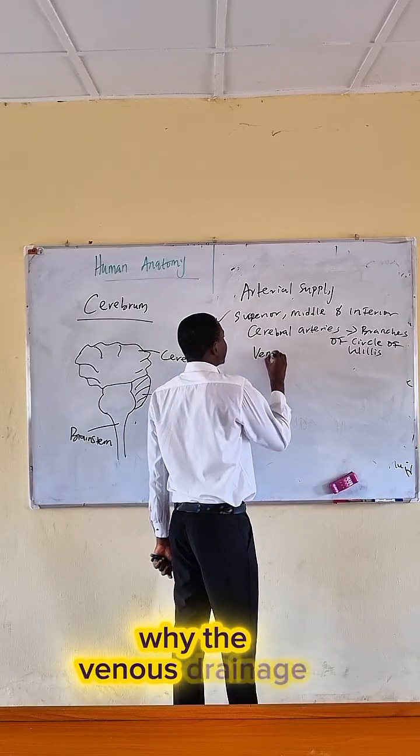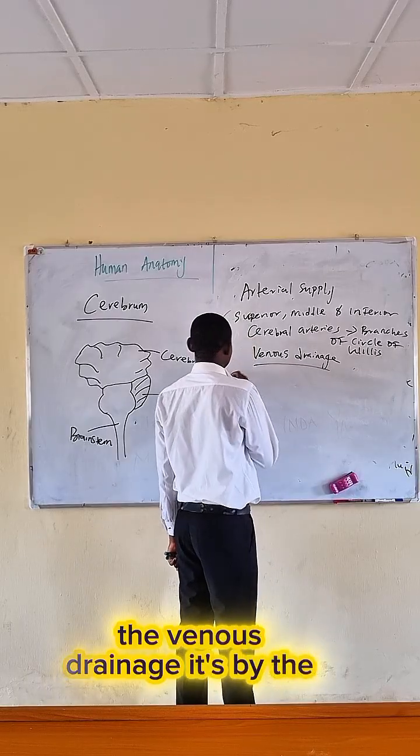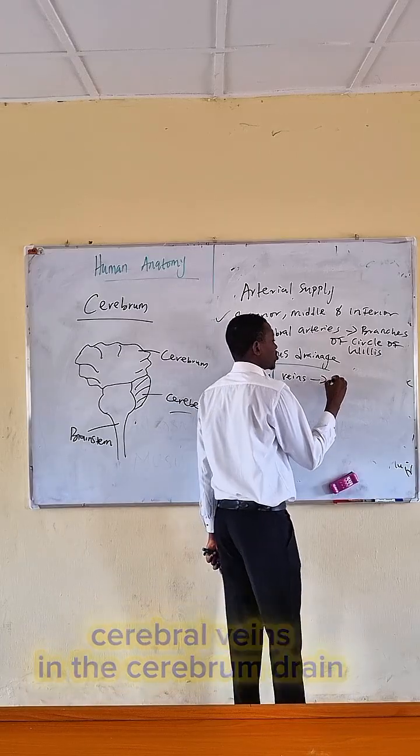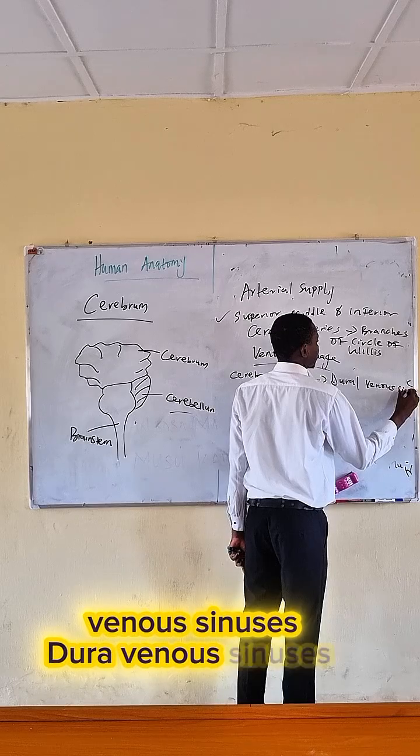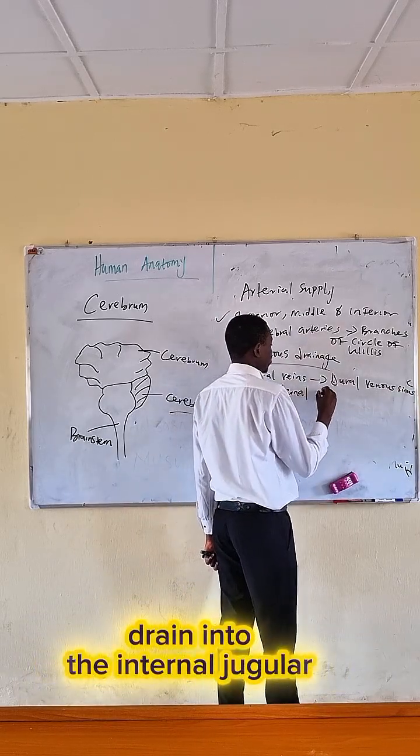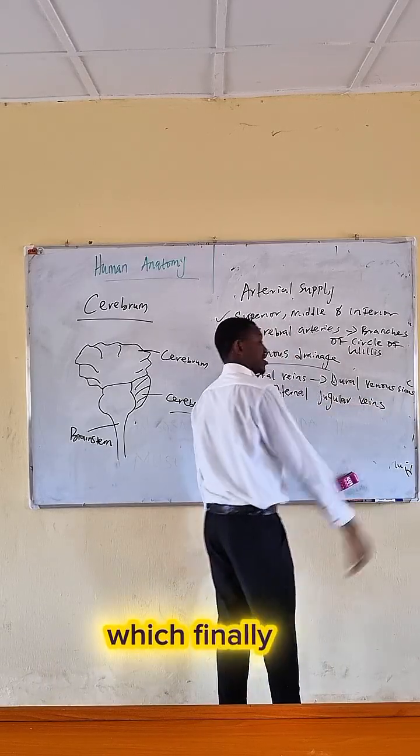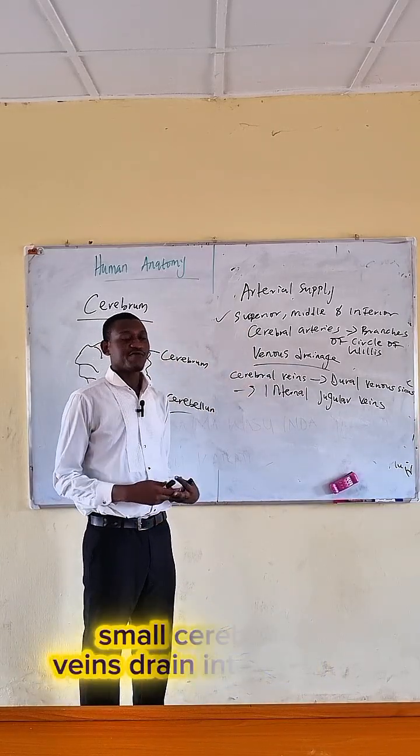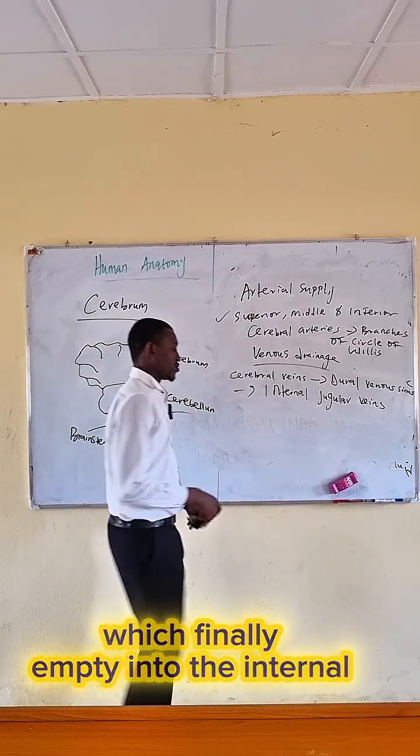While the venous drainage is by the cerebral veins. The cerebral veins in the cerebrum drain into dural venous sinuses. From dural venous sinuses they finally drain into the internal jugular veins, which finally empty to the heart. So this is the venous drainage. Small cerebral veins drain into dural venous sinuses, which finally empty into the internal jugular vein.